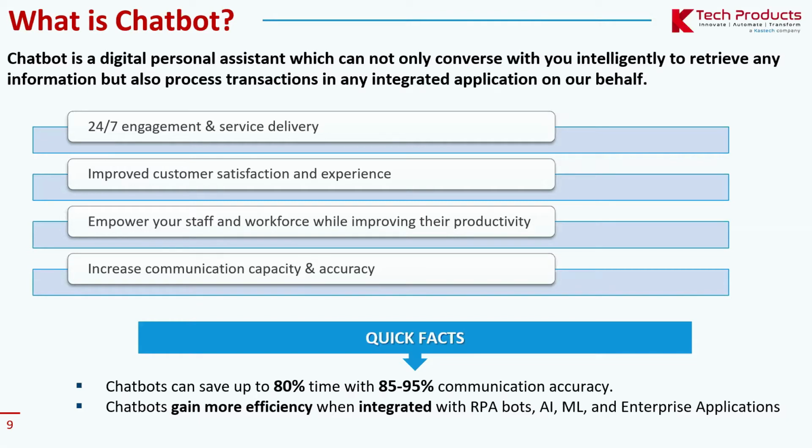So our chatbots gain more efficiency because we integrate them with RPA bots, with API bots, with AI, with ML, and various enterprise applications. So basically, you are getting a very good example of an end-to-end digital transformation solution.